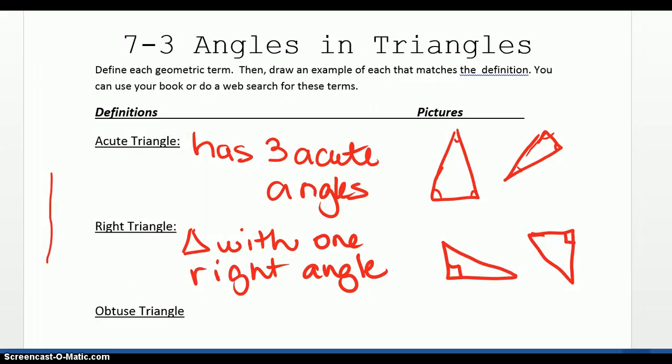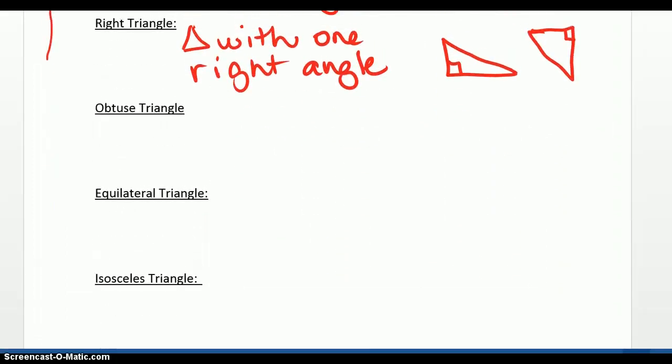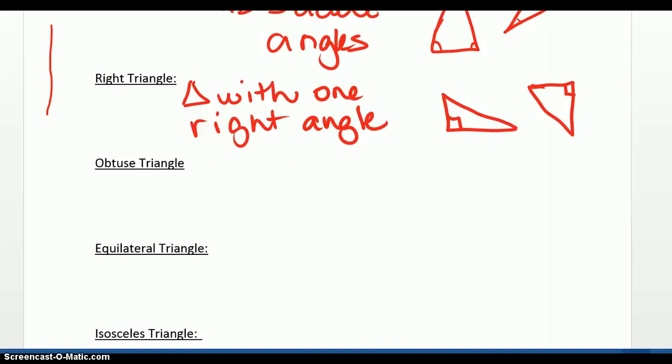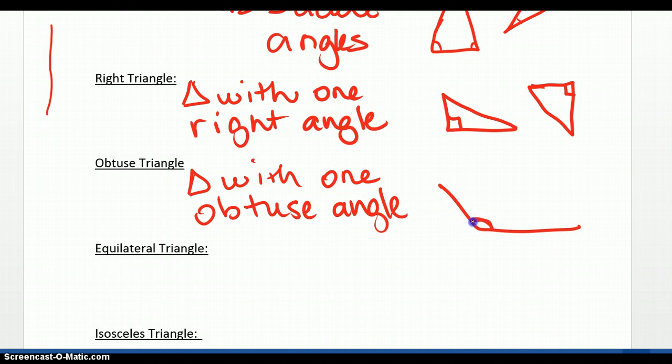Okay, next thing, obtuse triangle. What do you think you know about an obtuse triangle? Well, it's a triangle with what kind of an angle? And it can only have one obtuse angle. Okay, so a triangle with one obtuse angle. So think about if you just start with drawing an obtuse angle, so an angle larger than 90 degrees, and then connect those, then you end up with an obtuse triangle.